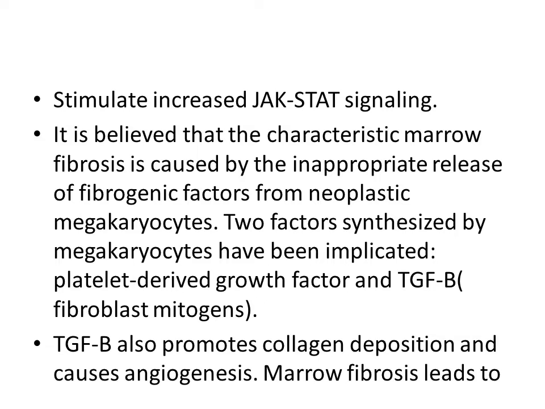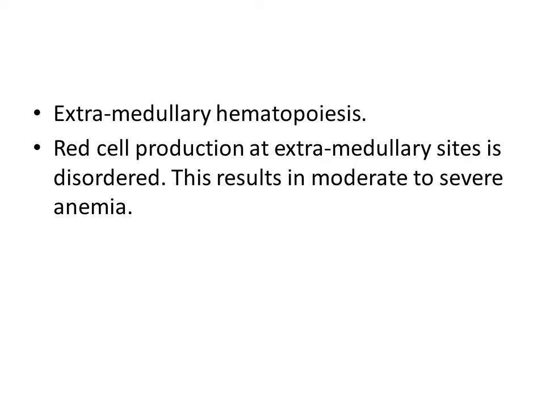TGF beta also promotes collagen deposition, and this also causes angiogenesis. Marrow fibrosis leads to extramedullary hematopoiesis. So there is fibrosis within the bone marrow, and erythropoiesis, myelopoiesis, and megakaryocytes will be suppressed due to this excessive fibrosis. So this will result in the production of these hematopoietic elements in other sites like spleen, liver, lymph nodes. This is extramedullary hematopoiesis.